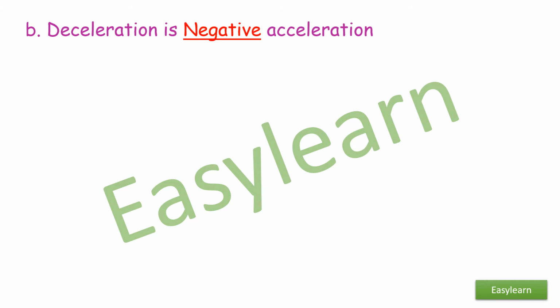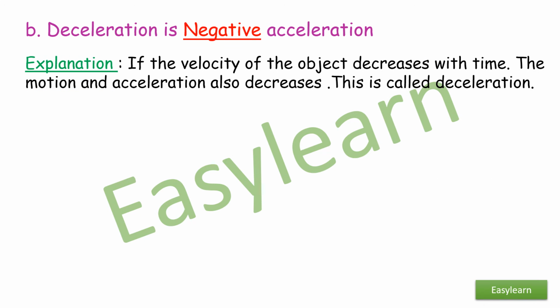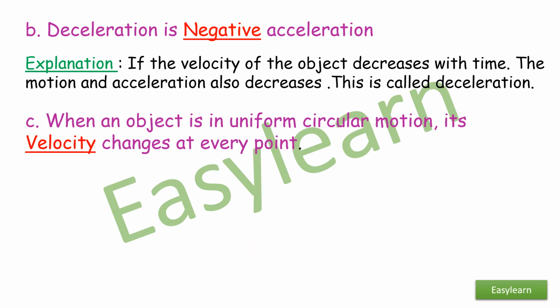B. Deceleration is negative acceleration. Explanation. If the velocity of the body decreases with time, the motion and the acceleration also decreases. This is called deceleration.